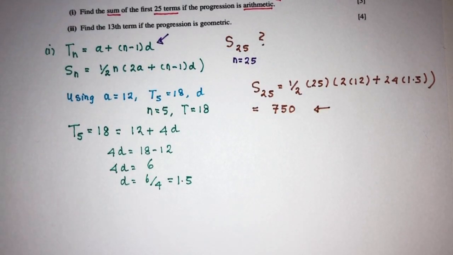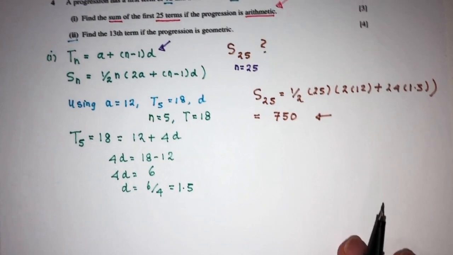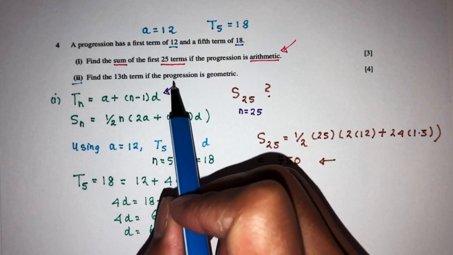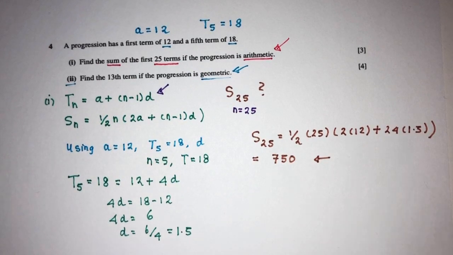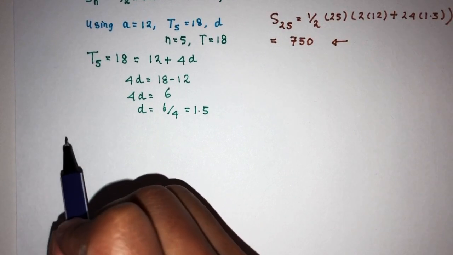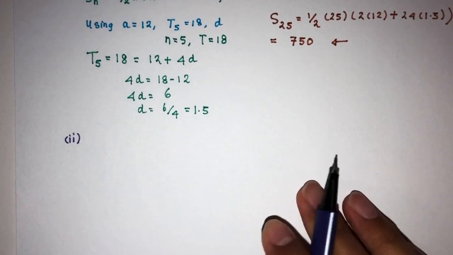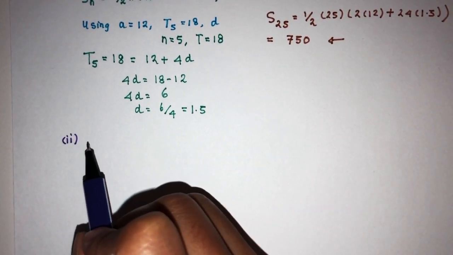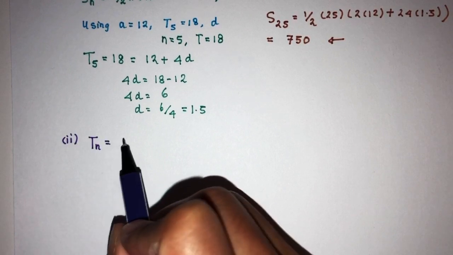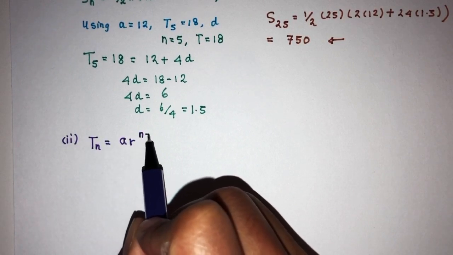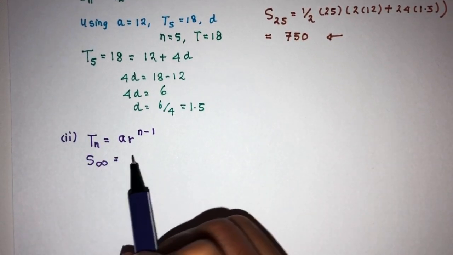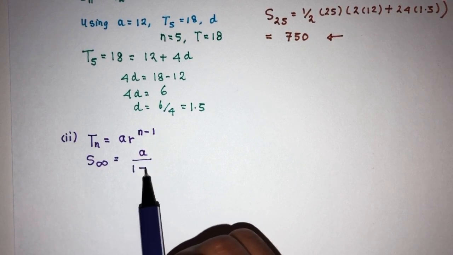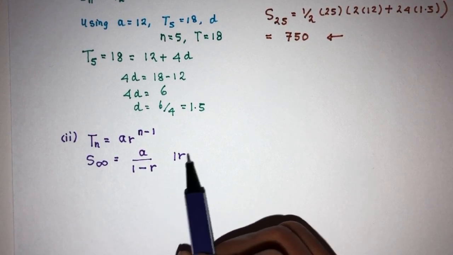Okay, so now let's move on to part 2. We have to find the 13th term if the progression is geometric. So pretty easy, right? Now we know the type of progression this is. We can first proceed by writing down the formulas that we know for this one. For a geometric progression, the nth term is given by a r to the n minus 1, and the sum to infinity is given by a over 1 minus r. Again, this will be given to you on your list.